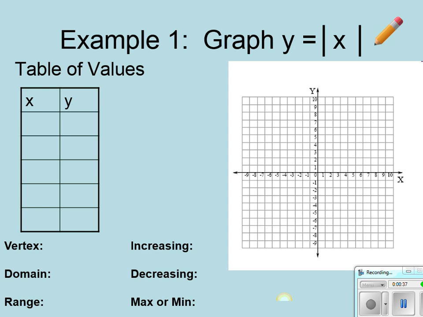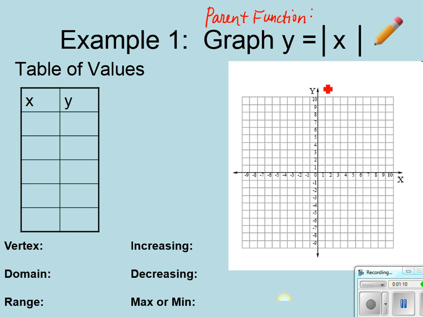We're going to start with example number 1. I want you to graph y equals the absolute value of x. This is called the parent function. There's a parent function for every single type of graph we graph this year. It's like the basic graph we can graph. Then all other graphs come from that parent function. So let's start with the parent.